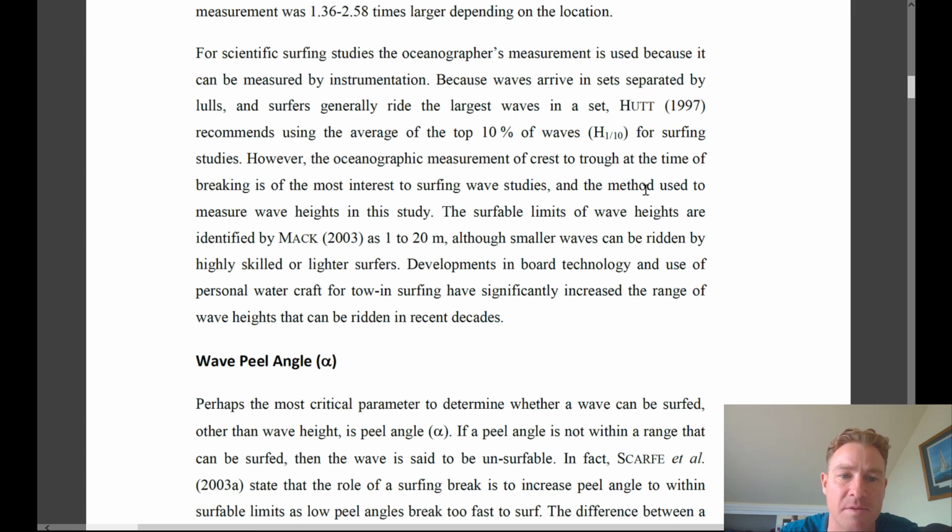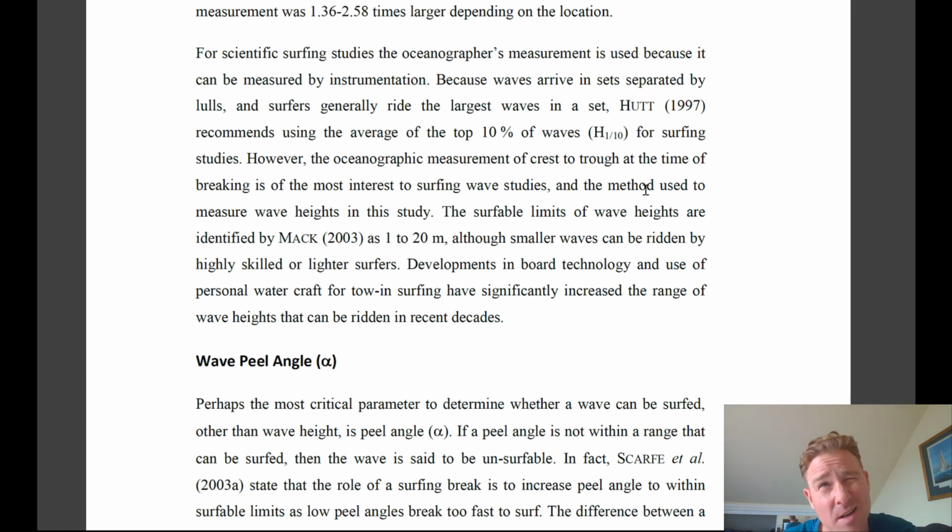And there's been a range. In 2003, they did a study that showed that there's a surfable limit range of wave heights from 1 meter to 20 meters. Of course, they say that if you're highly skilled, you can surf something less than 1 meter. And we've seen it all the time. 1 meter is 3 feet. You can surf a 2-foot wave. You can surf a 1-foot wave with a big enough board. And even if you're super skilled and light on your feet, you can surf smaller waves.